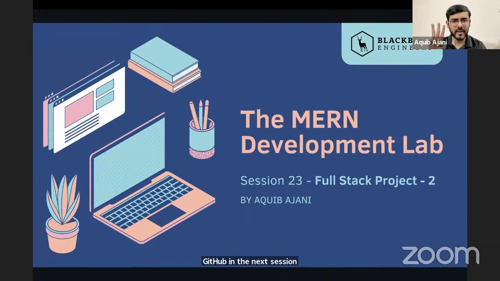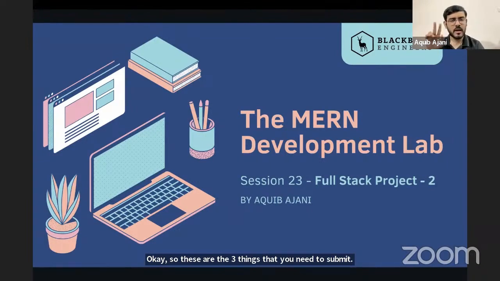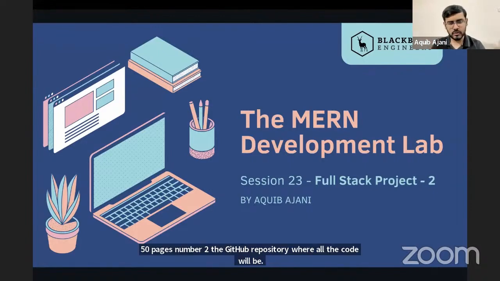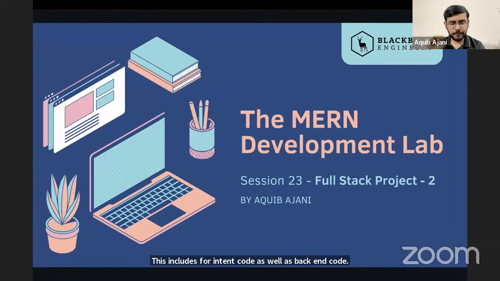So these are the 3 things that you need to submit. Again, number one, the project report, which is around 50 pages. Number two, the GitHub repository where all the code will be. This includes front-end code as well as back-end code. And number three, we are looking at a working link. I will show you how to create that in the final session on Friday.